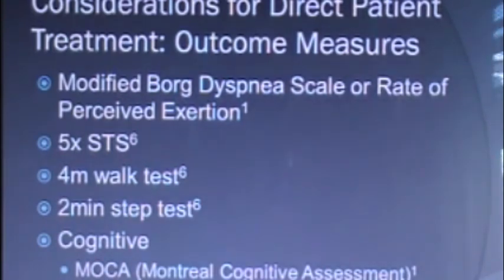There are some PT outcome measures that are coming out of New York Presbyterian Medical Center. The 5-time sit-to-stand test as a fall predictor, the 4-meter walk test for home versus community ambulation, and the 2-minute step test as an indicator of aerobic capacity.